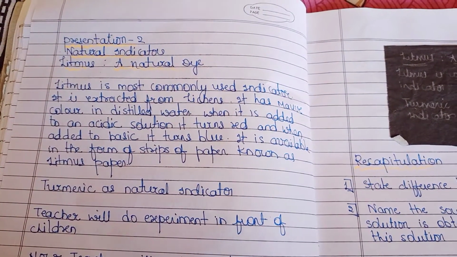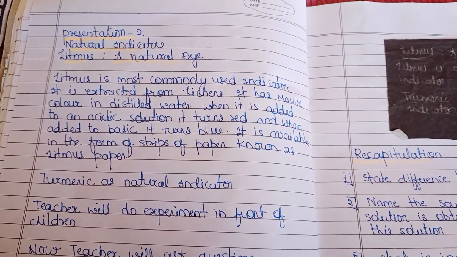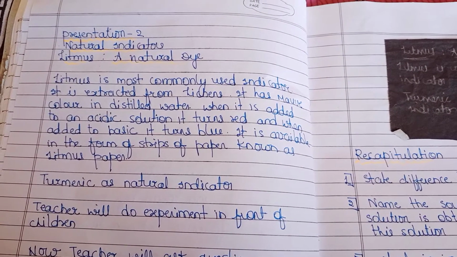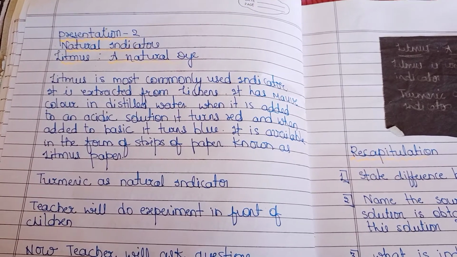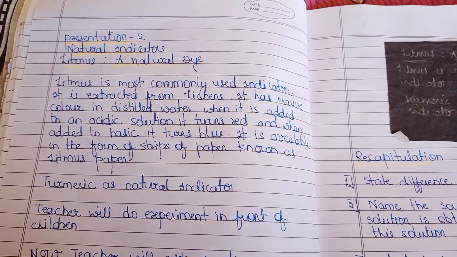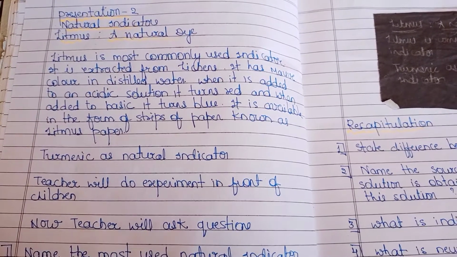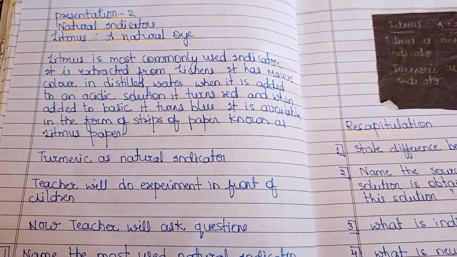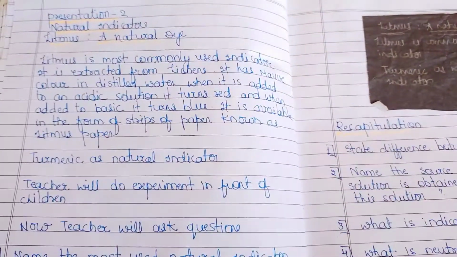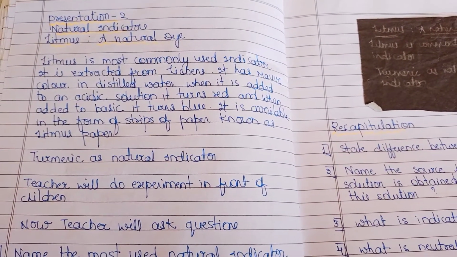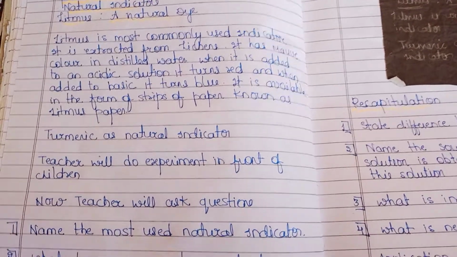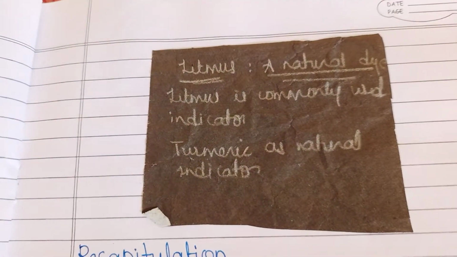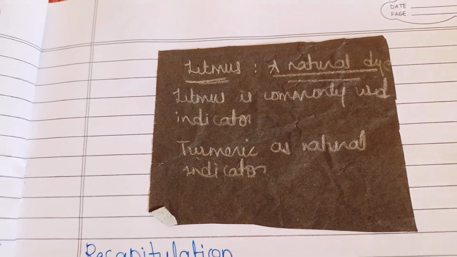Here you can see presentation second: natural indicators, litmus, a natural dye. We have to present our presentation to students very nicely, so that students can understand everything very easily. And we have to do one experiment also, turmeric as a natural indicator. We have to explain everything properly for 4 to 5 minutes, and we have to write all the main points that we think are important on the blackboard also, like this.